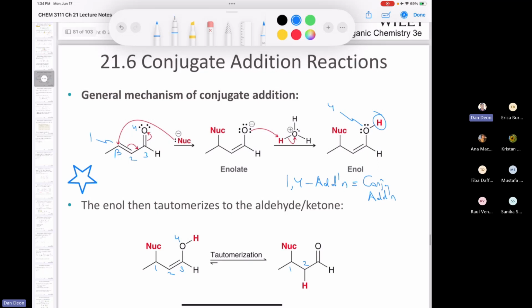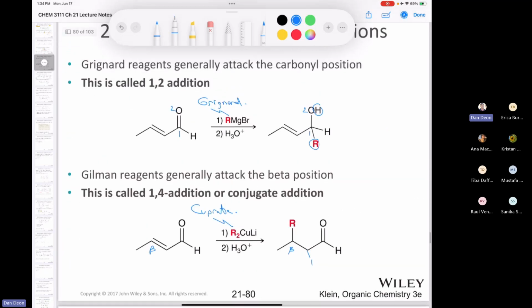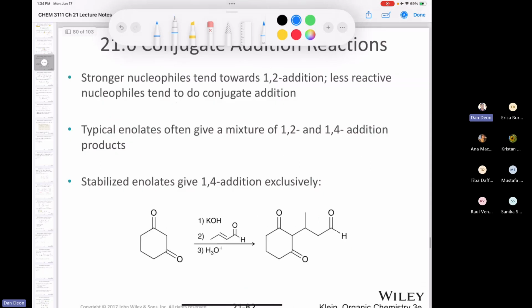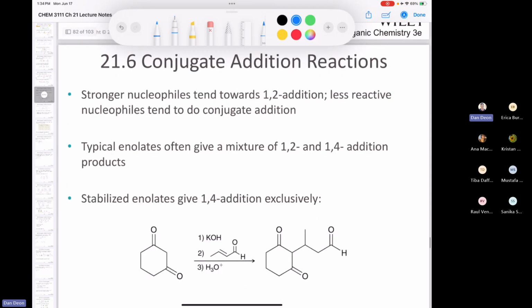So there you go. All I've really shown you so far that could do a conjugate addition is a cuprate. Well, there are other nucleophiles that we can use to do a conjugate addition. So check it out. This is Dr. Klein's summary of it. So follow along with me.